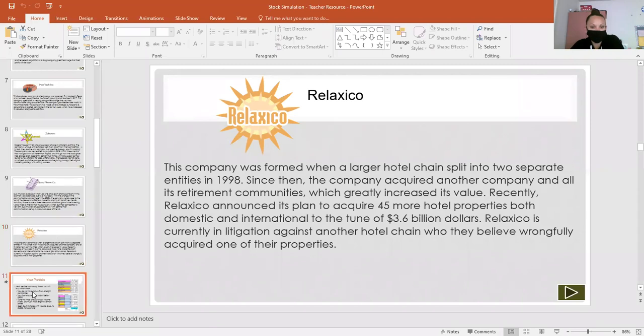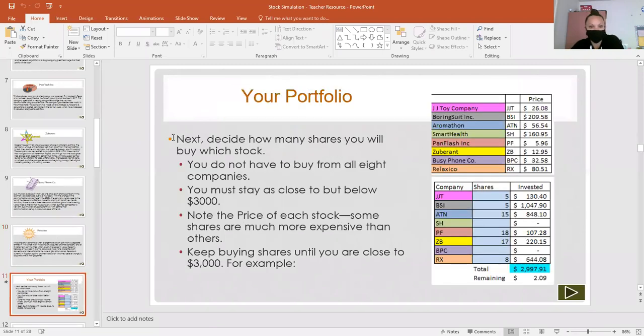All right, so those are the companies. So what you are going to do is decide how many shares of each one you want. You don't have to choose a company. If that company doesn't sound like it's going to do good for you, leave it blank.